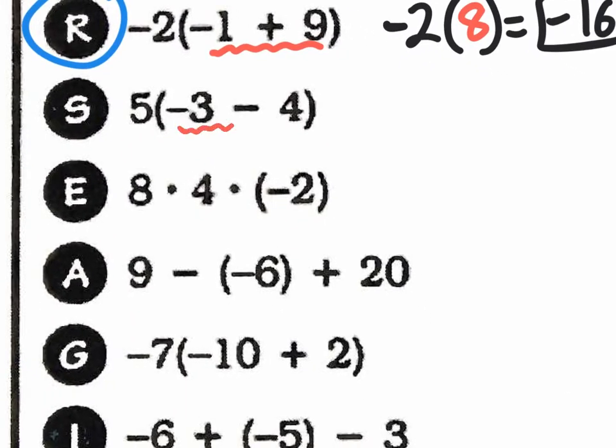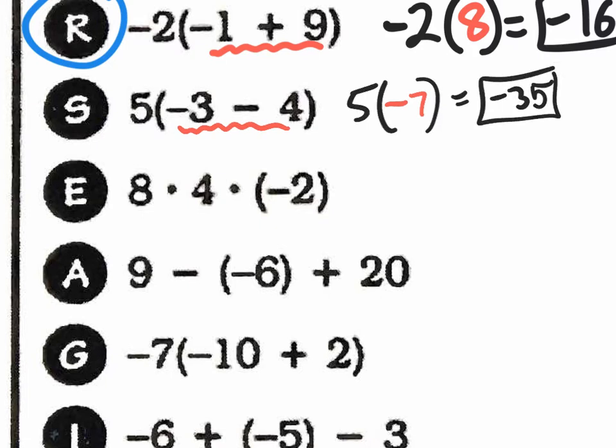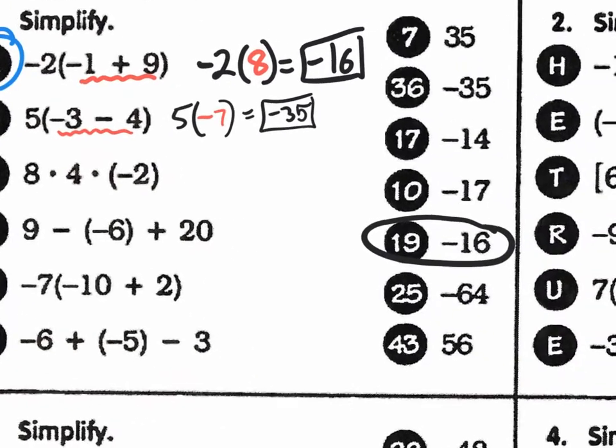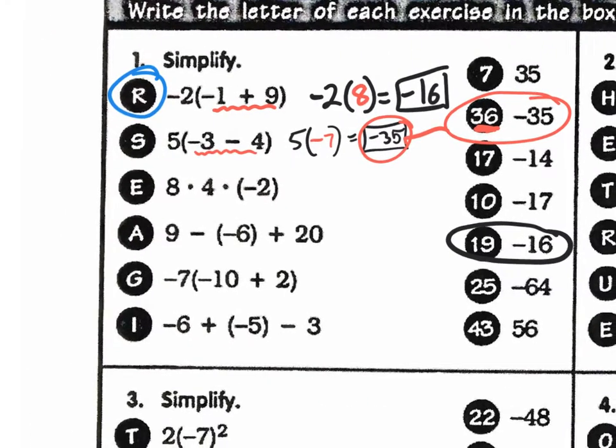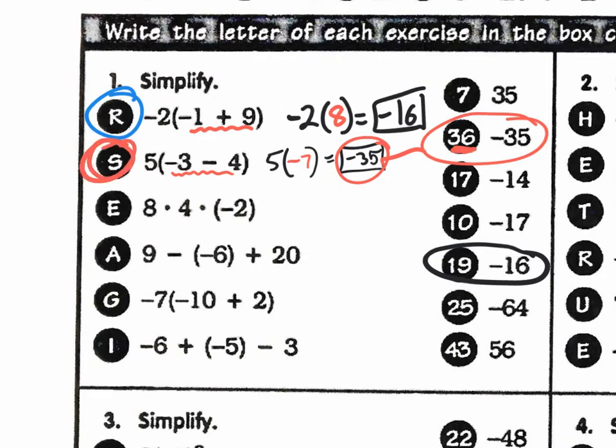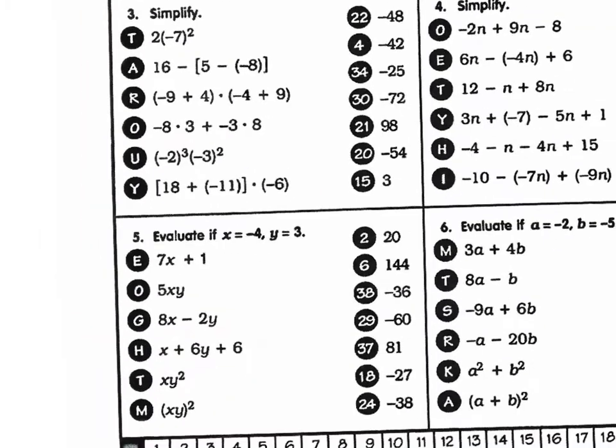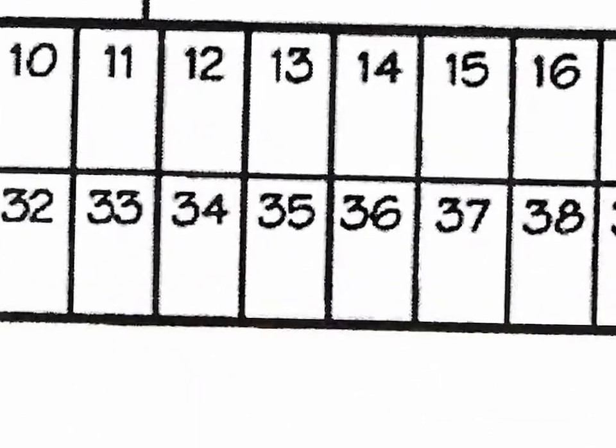parentheses first, what's -3 take away 4? -7. You owe 3, you owe 4, you're going to owe 7. You still have the parentheses, you still have the 5. 5 times -7? -35, that's right. So let's look and see where -35 is at. Right here is -35. So we go to the 36, and we're going to put an S on that 36. So go to 36 and put an S right there.